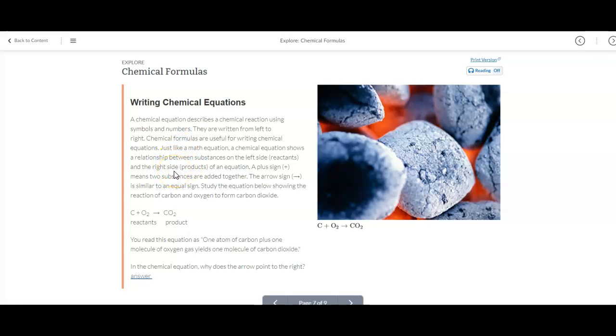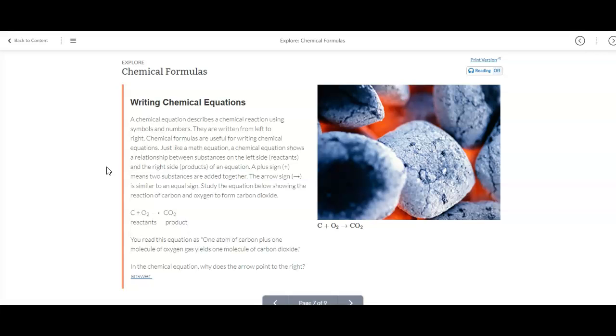Just like a math equation, a chemical equation shows a relationship between substances on the left side. Remember, we talked about that being a reactant, and the right side being a product. A plus sign means 2 substances are added together. The arrow, which you usually see in the middle, is kind of like an equal sign. In upper level chemistry, it means yields. If you're ever baking, you might see in a recipe "yields 12 muffins." That means it makes 12 muffins. So you can put that reference in your brain.